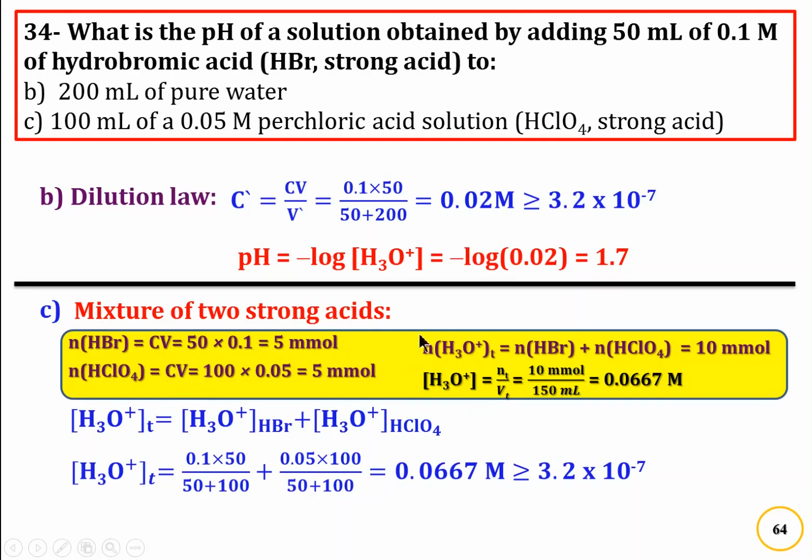So we have two methods. Either you calculate n total, then you divide by V total, or you start from the beginning by calculating the concentration of H3O+ total, taking into consideration the dilution effect. So the concentration of the acid obtained is greater than 3.2 times 10 to the minus 7. We apply directly the relation pH equals pC0, equals minus log C0, equals minus log [H3O+] in the solution, and the pH equals 1.176.